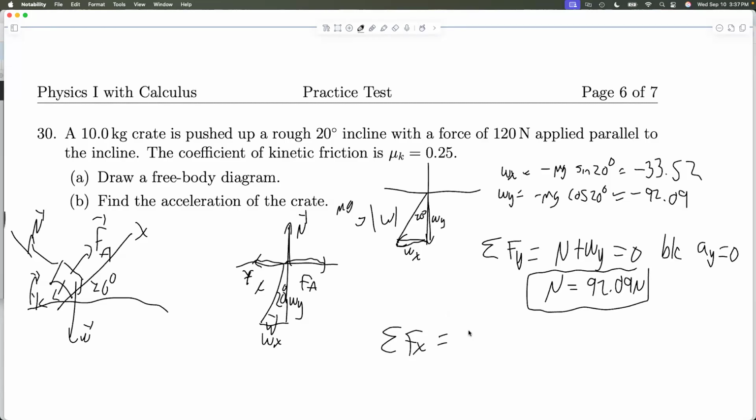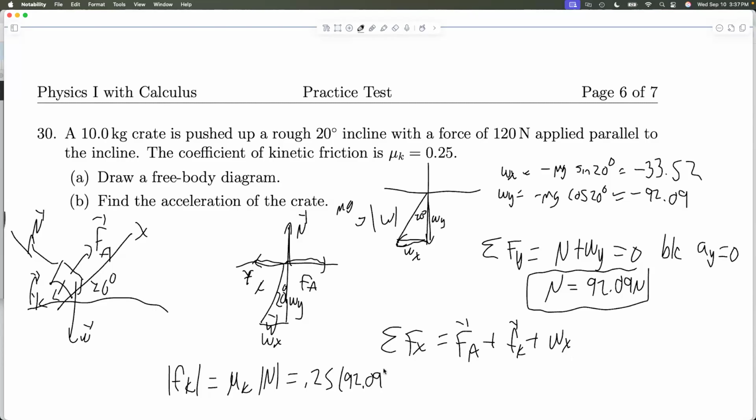I've got my applied force plus my frictional force, which I'm going to have to find in a second, plus Wx. And he's a negative number also. He's going to end up being a negative. We know that from the picture. All right, how do we find the magnitude of Fk? That's mu k times the magnitude of the normal force. So 0.25 times that thing we just found.